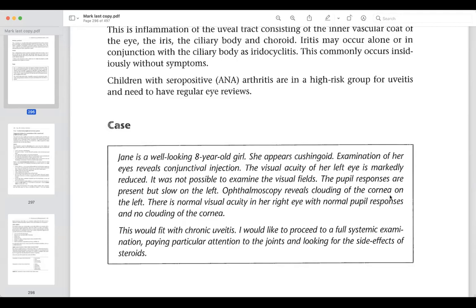Ophthalmoscopy reveals clouding of the cornea on the left. There is normal visual acuity in the right eye with normal pupil response and no clouding of the cornea. This would fit with chronic uveitis.